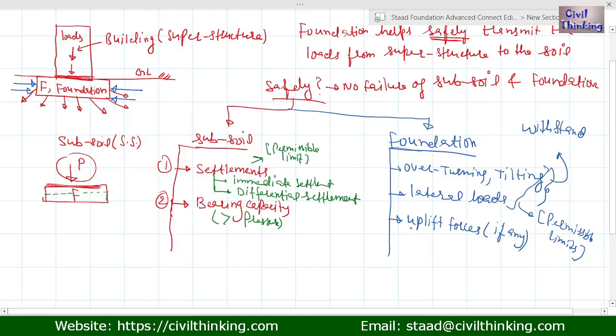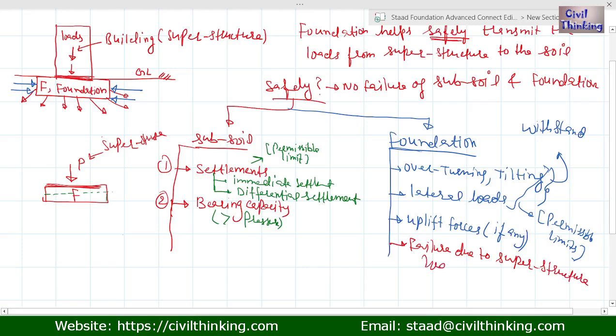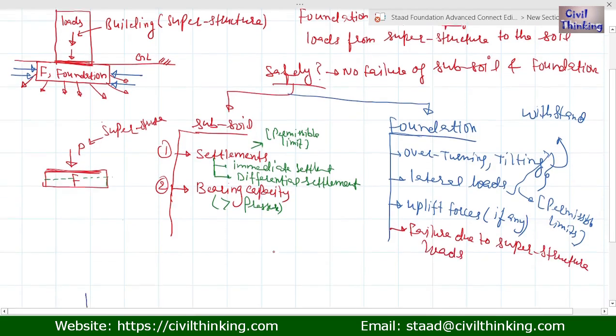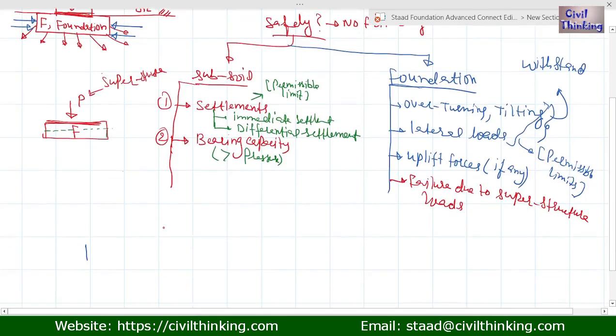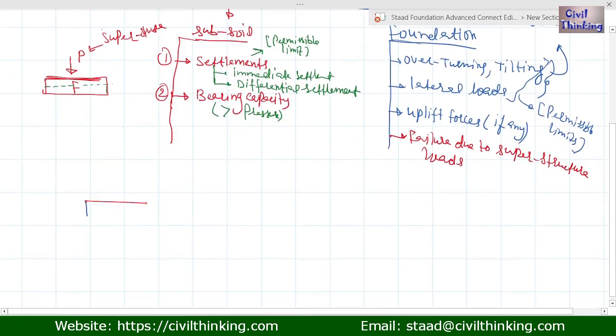So let me first write, there can be failure of the foundation because of this applied load. This applied load is from the superstructure. Let me write this: failure due to superstructure loads. Okay, so there can be multiple possibilities of the failure. Let me show it here.